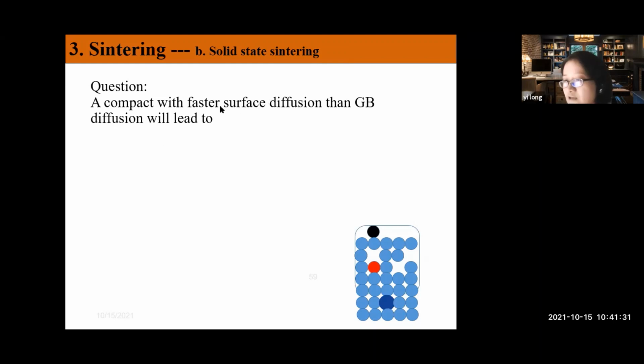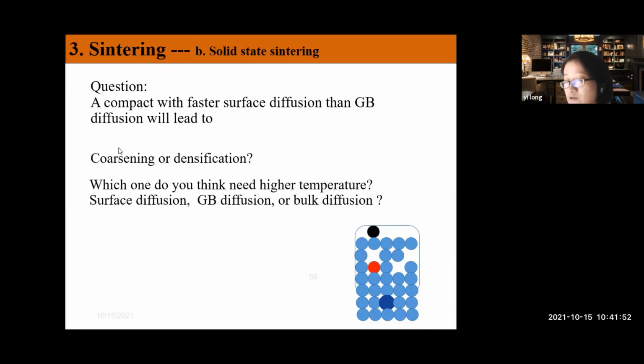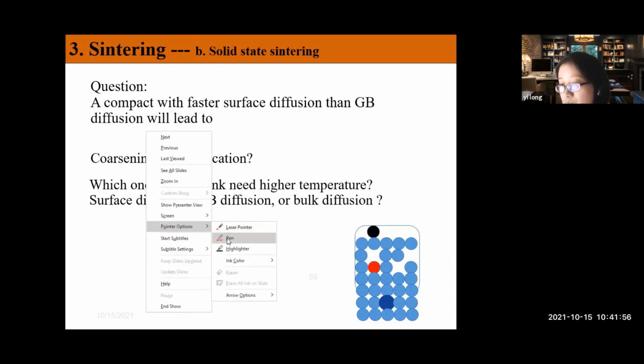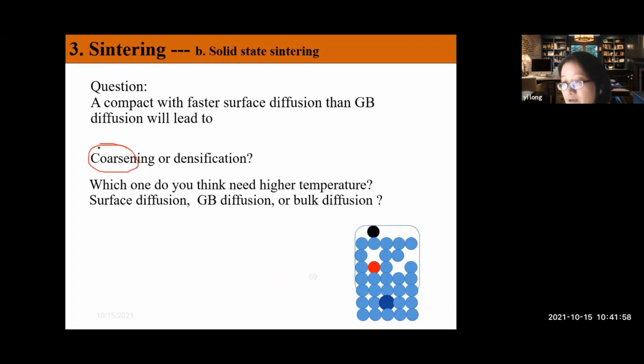So if P2 is faster, is this whole thing going to lead to coarsening or densification? Can you write your answer here? Very good, Odela. Thank you. Coarsening. Thank you, Yongjing and Qingrong. So this one is going to have coarsening. The answer will be coarsening. Now my next question. So this one is going to win, because this is P2.